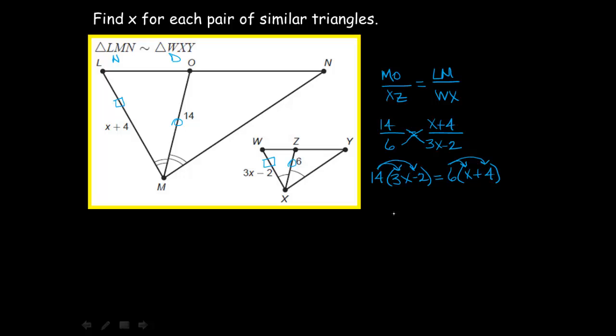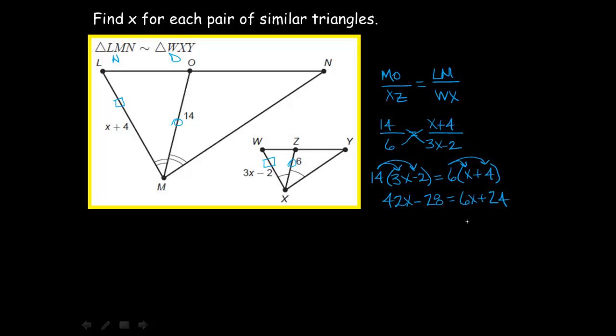So this, I'm making sure I was looking at the right thing, is 14 times 3 is going to give me 42, and I bring down my x. 14 times 2 is going to give me 28. 6 times x is 6x. 6 times 4 will give me 24.